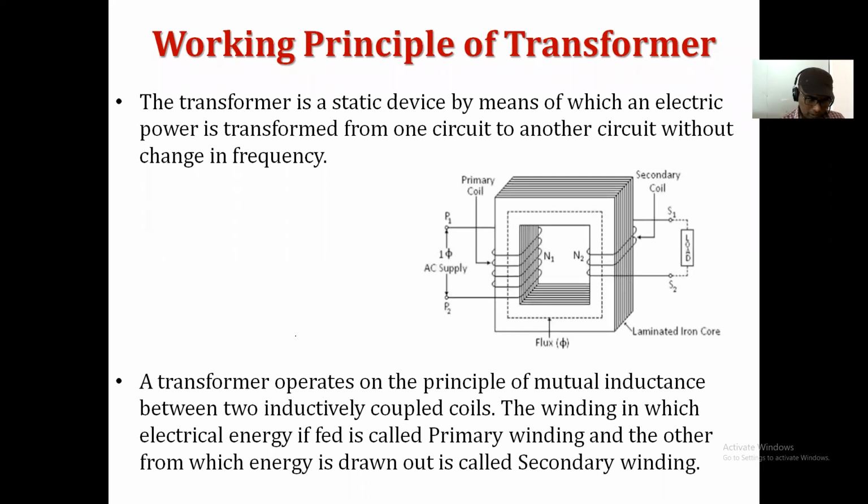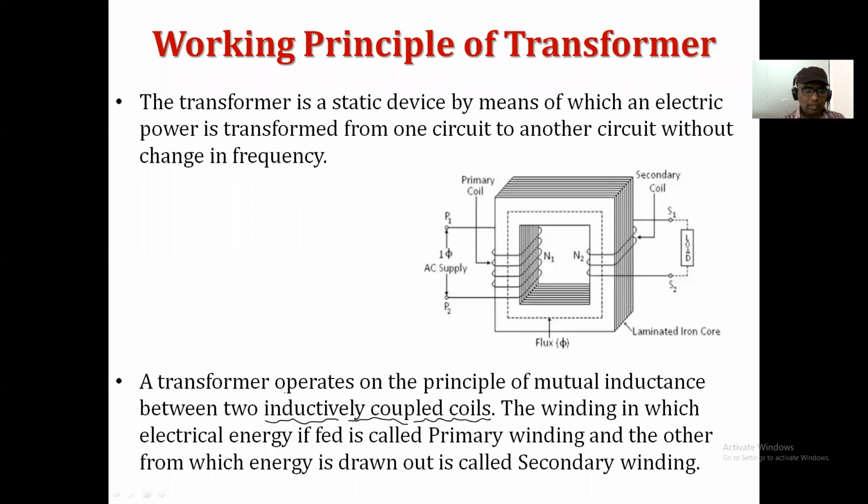Now what is the meaning of this inductively coupled coil? As you know, the transformer consists of two coils. One is the primary winding, the other is the secondary winding, and copper material is used. When it is wound in a number of turns, this is called an inductor. That's why the primary and the secondary windings are known as inductively coupled coils. So once again try to read it. A transformer operates on the principle of mutual induction between the two inductively coupled coils.